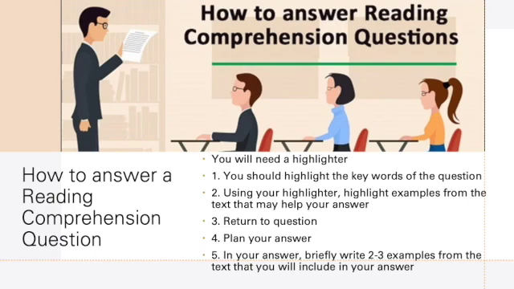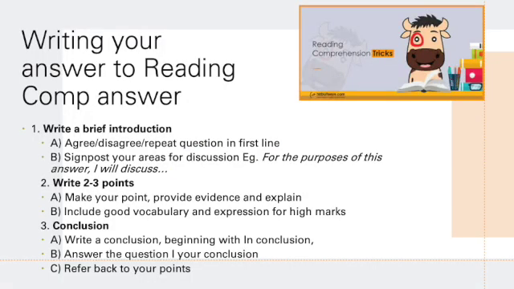So you're going to need a highlighter for all of these skills, okay? The first step is to highlight the keywords of the question before you read the text that is given, and the text could be an actual extract from a book or else a poem. Using your highlighter, you're going to highlight examples from the text that may help your answer. You'll return to the question, you'll plan your answer, and in your answer, you'll briefly write 2 to 3 examples from the text that will include that in your answer.